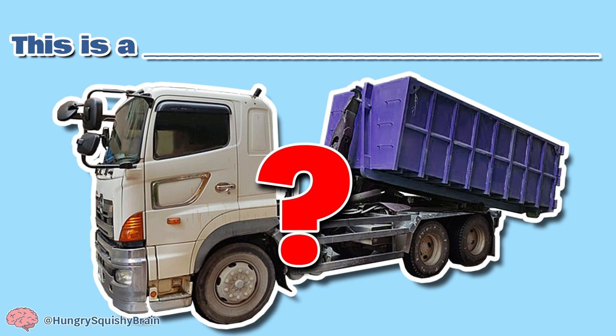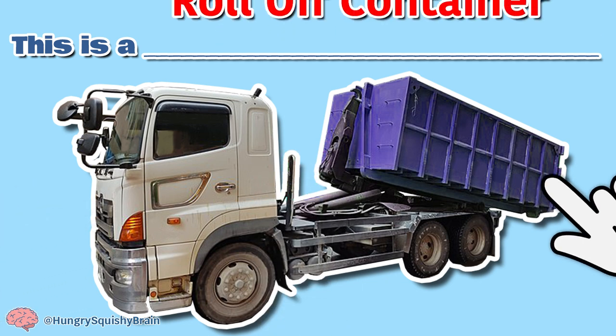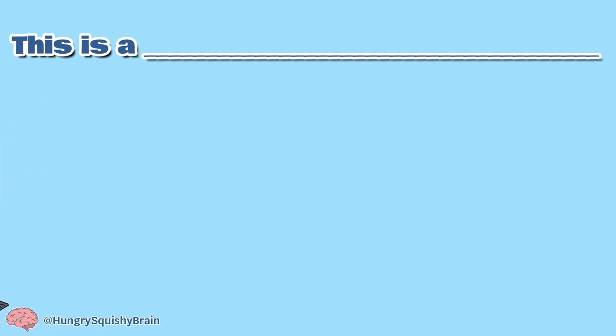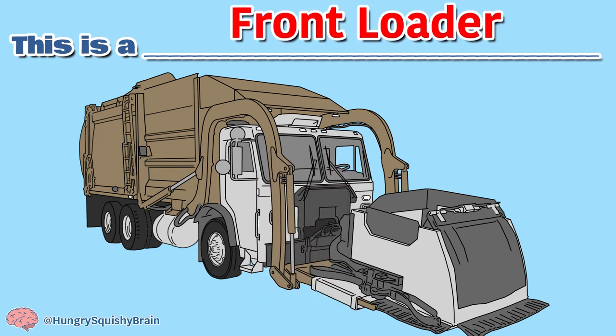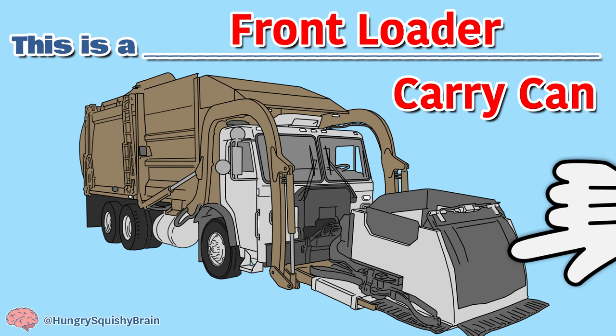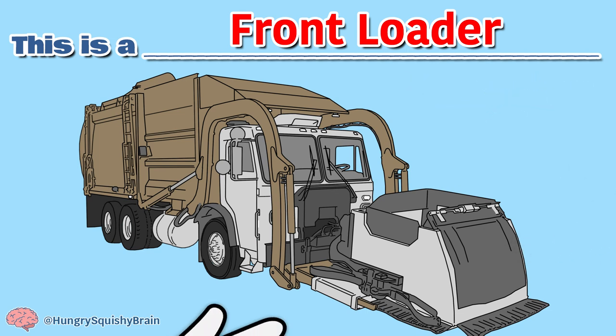What is this? This is a roll-off truck. And this is a roll-off container. What is this? This is a front loader garbage truck. And this one has a carry can attached to its forks in front to be able to pick up residential trash carts with the grabber here.